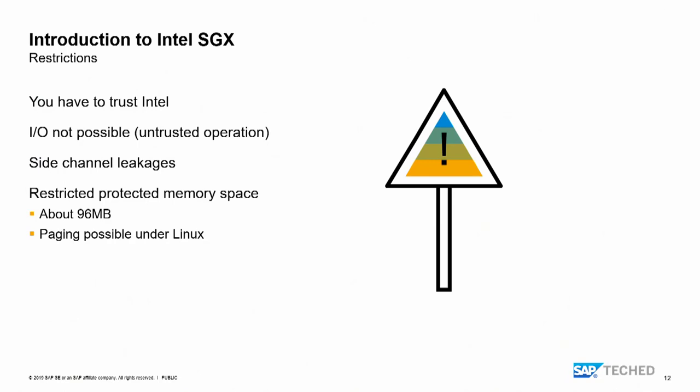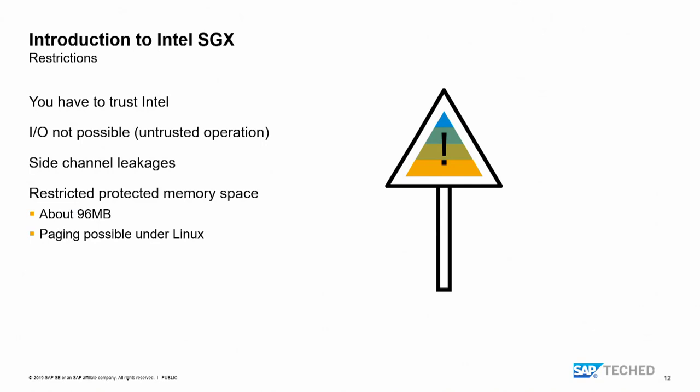One last word or slide about Intel SGX, the restrictions. First, you have to trust Intel. You have to trust that they really have implemented on a microcode level what was promised. I always say you have to trust Intel anyhow. Your CPU is basically God on your machine, so I don't know if that's a problem. Furthermore, I/O is not possible because I/O is an operating system functionality and the operating system is not trusted. So you can do I/O, but with the untrusted part. So you have to make sure that this I/O is somehow made trustworthy via encryption or via other means.